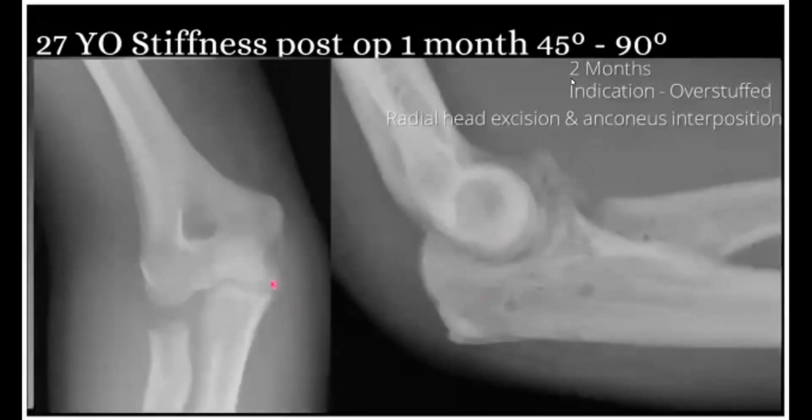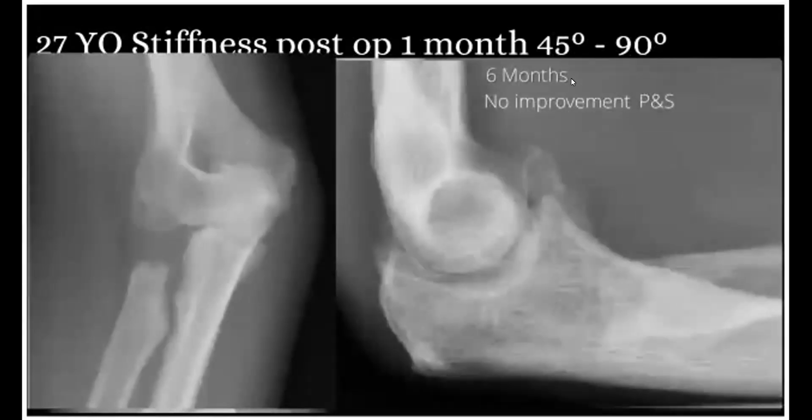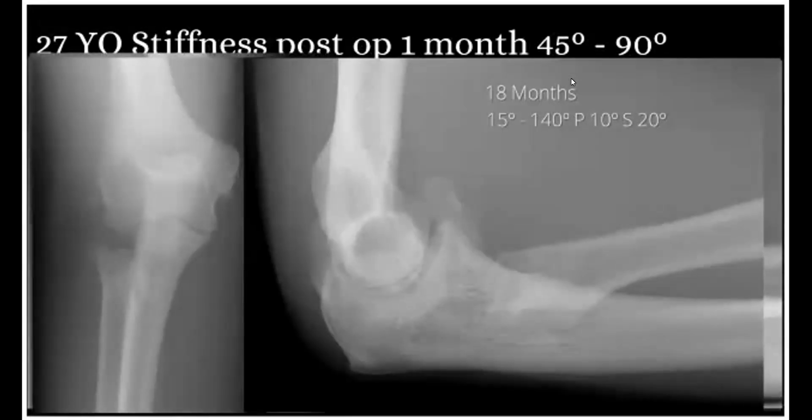Notice the widening of the medial facet of the ulnohumeral joint. That medial collateral ligament and common flexor origin injury hadn't totally healed at the time that they were taking out the radial head. Fortunately, the elbow remained in joint, but we see the radiographs at 6 months with no improvement in pronation and supination. And by 18 months, we have an arc of movement of 15 degrees to 140 and very little pronation and supination.